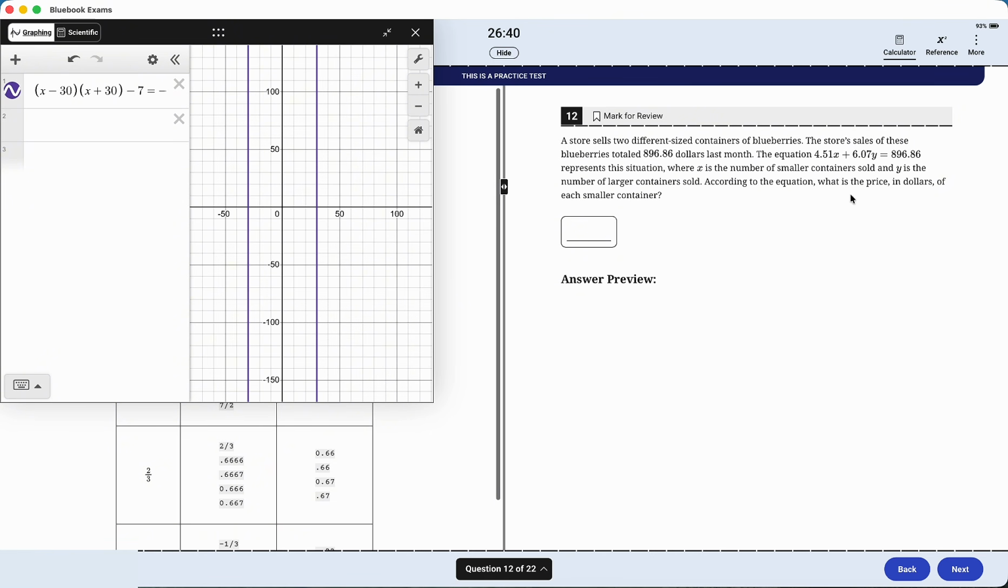And it says, according to this equation, what's the price of each smaller container? Well, remember, x is the smaller containers, right? So that's 4.51x. So what's the price? It's just 4.51. There's absolutely no math here. It's just reading and interpreting, right?